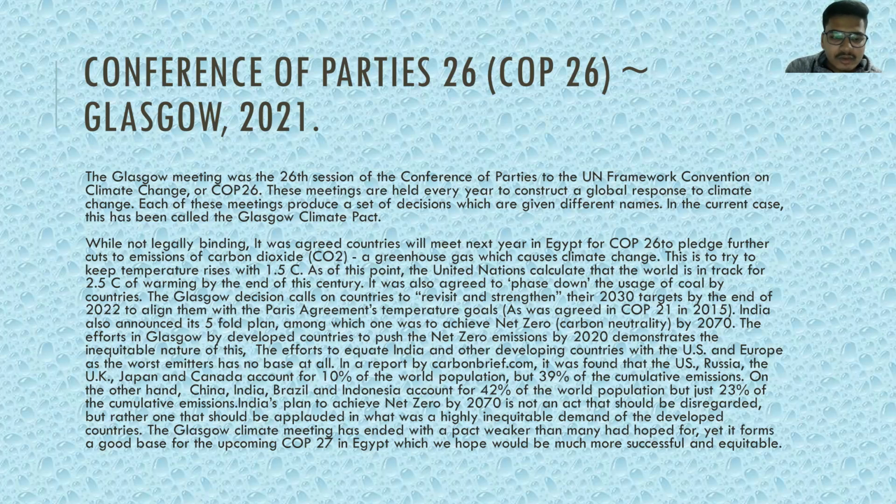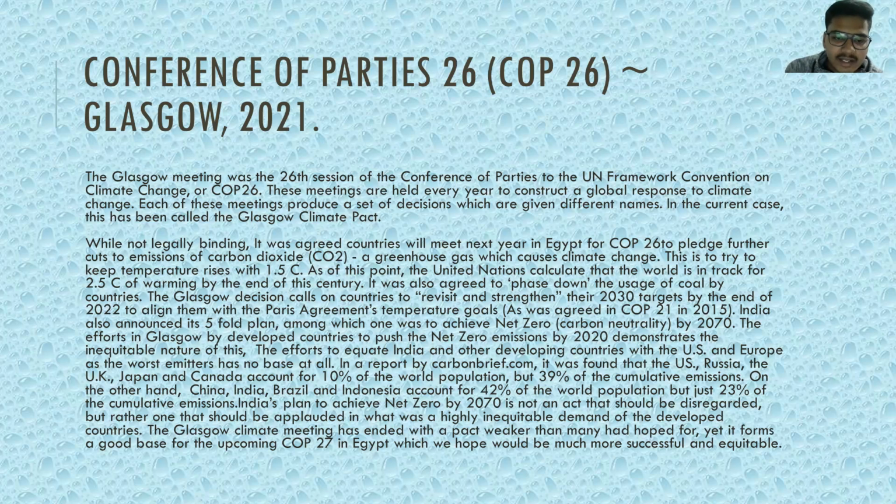The efforts in Glasgow by developed countries to push the net zero emissions by 2050 demonstrate the inequitable nature of this. The efforts to equate India and other developing countries with the US and Europe as the worst emitters have no base at all. In a report by carbonbrief.com, it was found that the US, Russia, the UK, Japan, and Canada account for 10% of the world population, but 39% of the cumulative emissions.